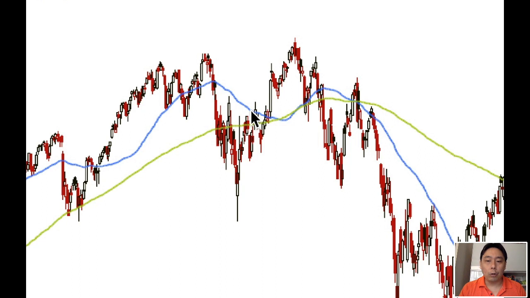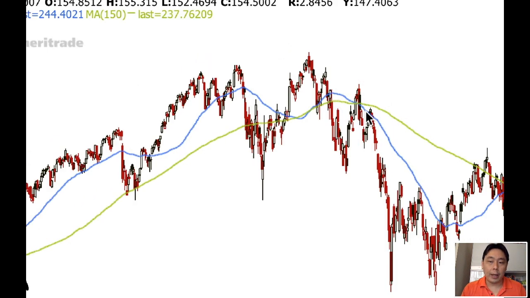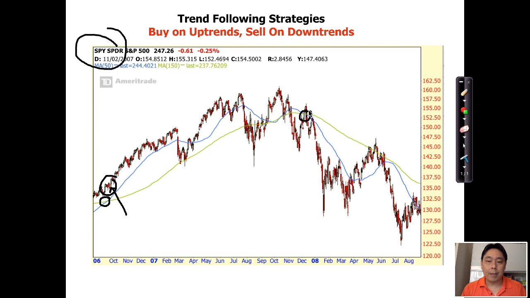No, because although the 50 crossed below the 150, the 150, the green line, was still sloping up. As long as one of the moving averages is sloping up, it is not a downtrend. Both moving averages have to be flat or sloping down to confirm a downtrend. So this would not have been a sell signal. Now over here, you can see the 50 crossing below the 150, and they are both sloping down. So that is a clear exit signal.